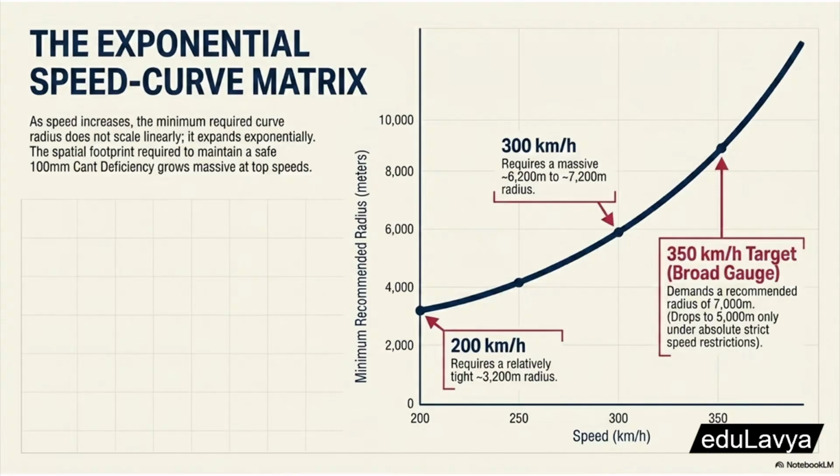So to avoid ever hitting those uncomfortable tipping limits while zooming along at 350 kilometers per hour, you have to flatten the curves out. And I mean really flatten them out.